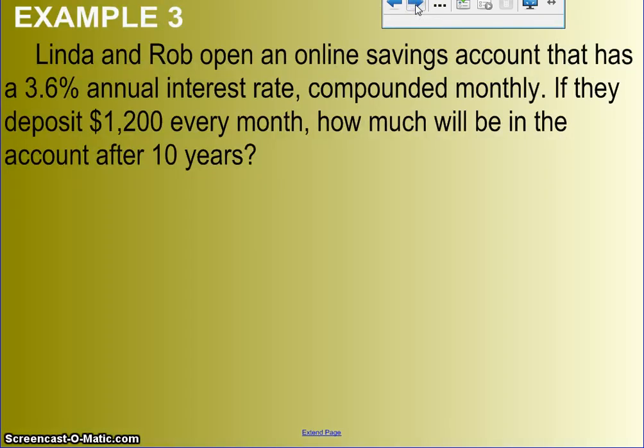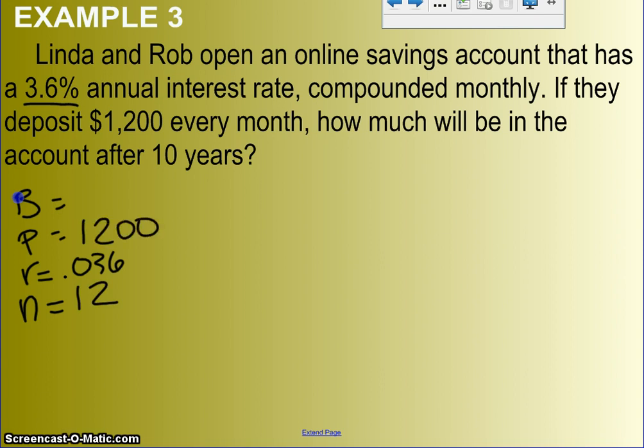All right, example 3. It says, Rob and Linda open an online savings account that has an interest rate of 0.036. It's compounded monthly, and they deposit $1,200 into it. If they keep the account for 10 years, how much is going to be in the account?